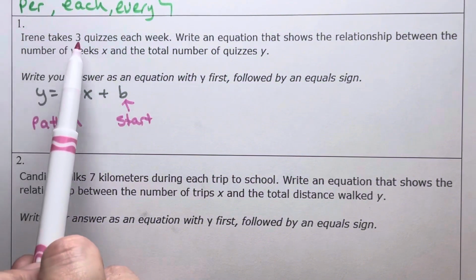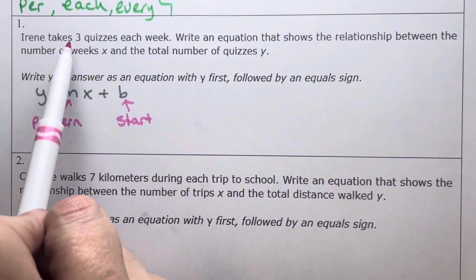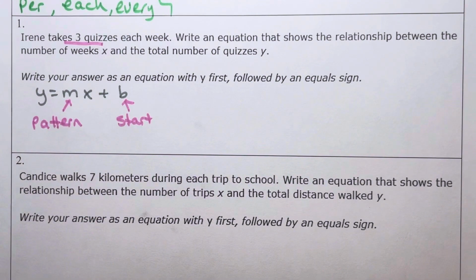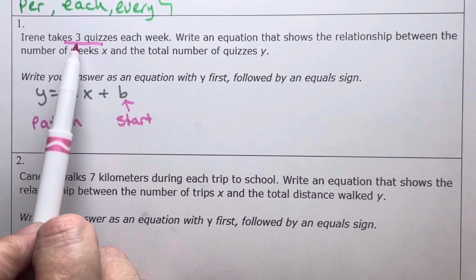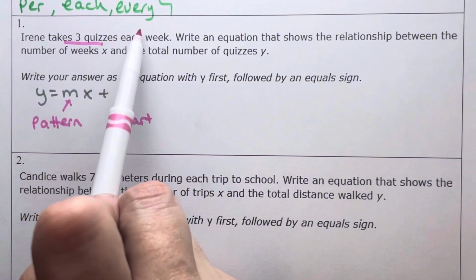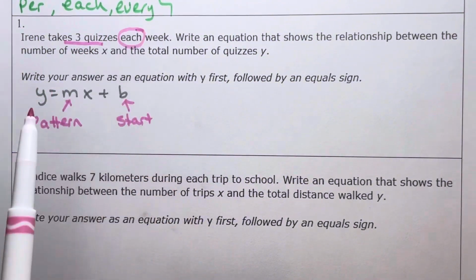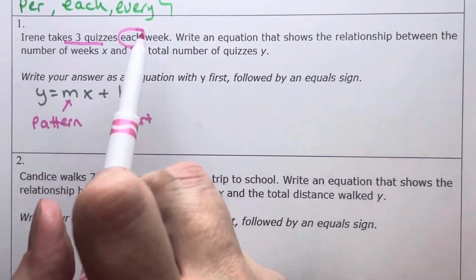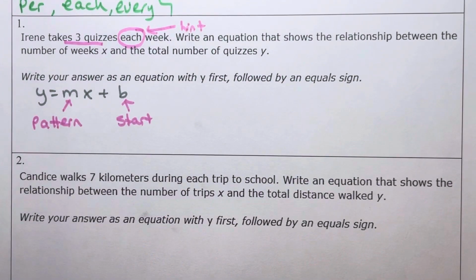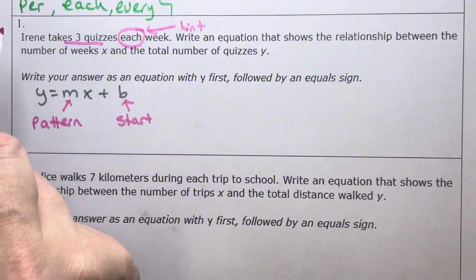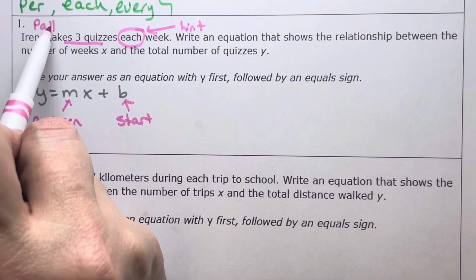So Irene takes 3 quizzes each week, and this is the only number that we know. Okay, so we have to decide, is this a pattern that happens again and again? Or is this something that she's already done and it's over? Well, we have a word here. This is each. And each is one of our hint words. It tells us that it's going to happen again and again. So we know that 3 must be the pattern.